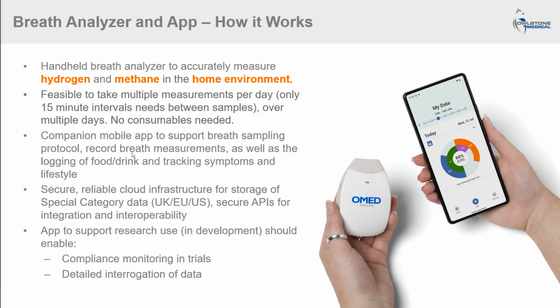The app that it works in concert with, it allows you to first, of course, log the hydrogen and methane, but it also allows you to log other things that we know can affect hydrogen and methane levels. So the food and drink you're eating, the exercise you've done, the sleep quality you've had, and various other aspects of your lifestyle, as well as, of course, being able to track symptoms. So things like how bloated you are, what stool looks like, etc.